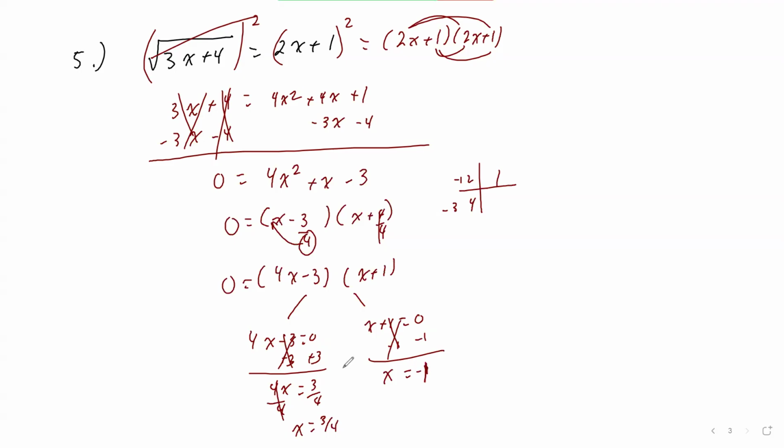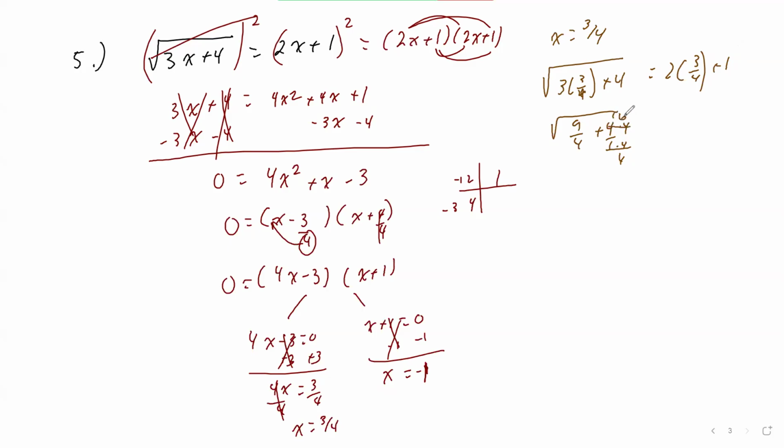Now it's time to check it again. You're more than welcome to use a calculator. So x equals 3/4. That gives me 3 times 3/4 plus 4 equals 2 times 3/4 plus 1. All right, so that would give me 9/4 plus 4. Put that over 1, multiply by 4. That gives me 4 and 16. 9 plus 16 is the square root of 25 over 4, which is 5/2.